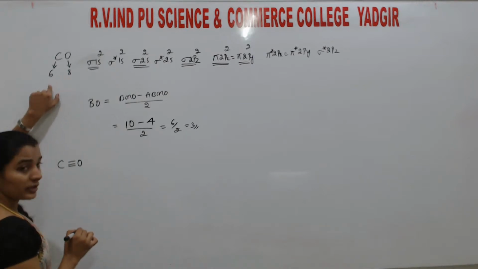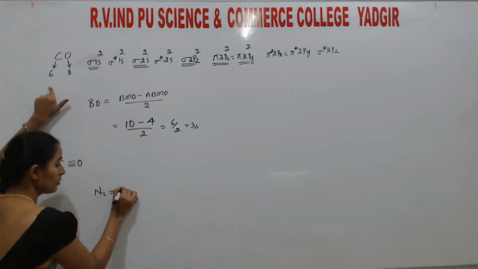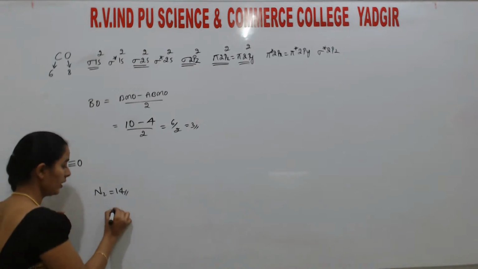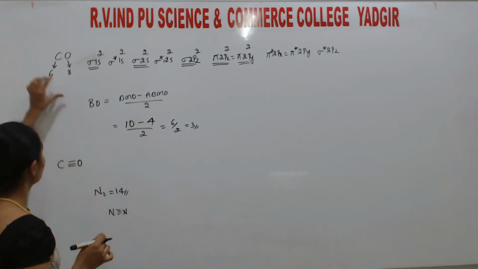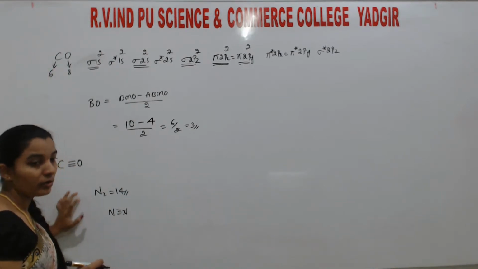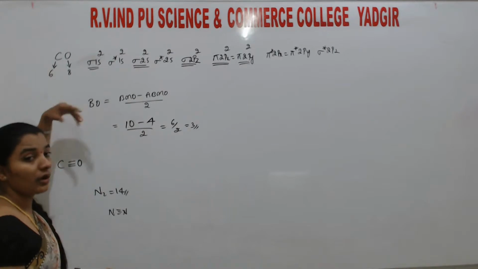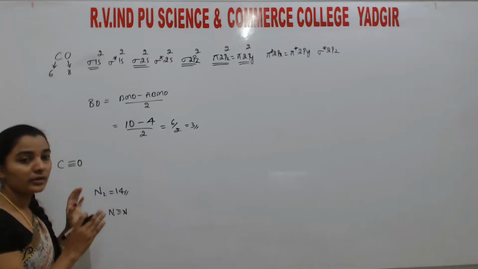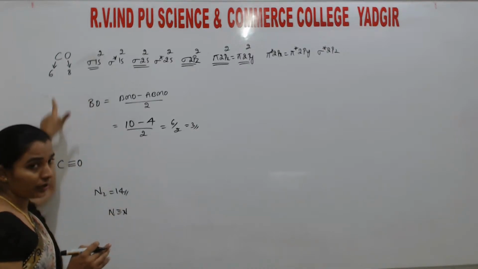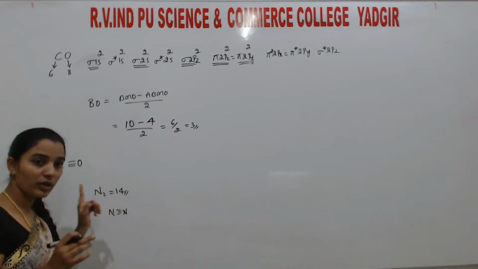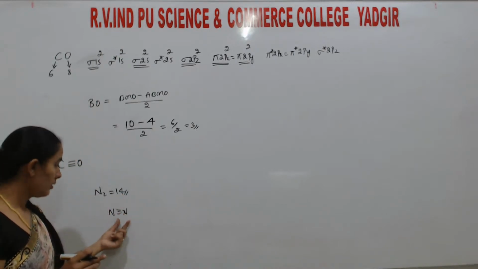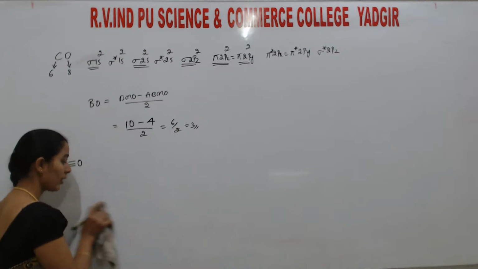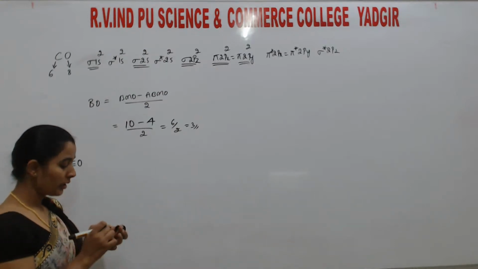Understood? So the number of electrons here is 14, which means in N2 molecule also the number of electrons is 14. What is the bond order in N2? N triple bond N. No matter whether it is a homoatomic or heteroatomic diatomic molecule, if the number of electrons is equal, then the bond order is also equal. CO is different, N2 is different, but both consist of 14 electrons only. Are you getting? Then the bond order is 3. Here also 3, here also 3. This is the way to write the molecular orbital configuration and calculate the bond order.